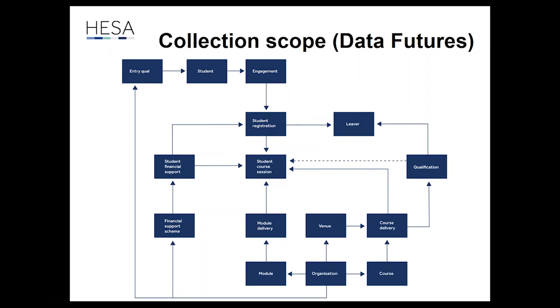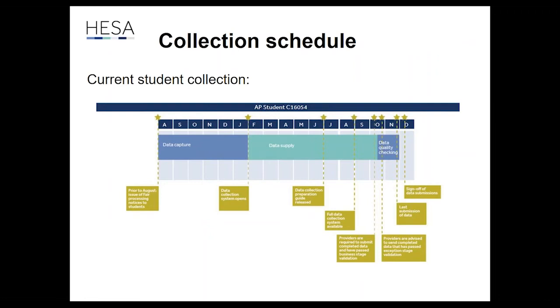So the first key concept we're going to be talking about is around the data collection schedule. What you should see in front of you now is your current data collection schedule for the AP student record. So again, those of you who have been involved in the submission, this should be quite familiar. We have a reporting year that runs from the 1st of August to the 31st of July, and at the end of that reporting year, after it's completed, you tell us about all the activity that has happened in that previous year. So it's a retrospective collection.